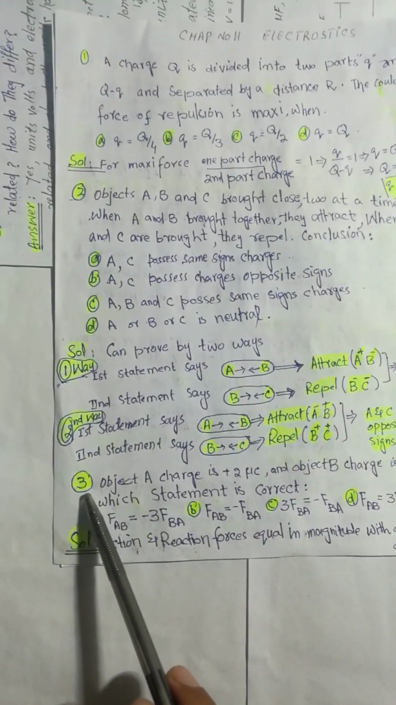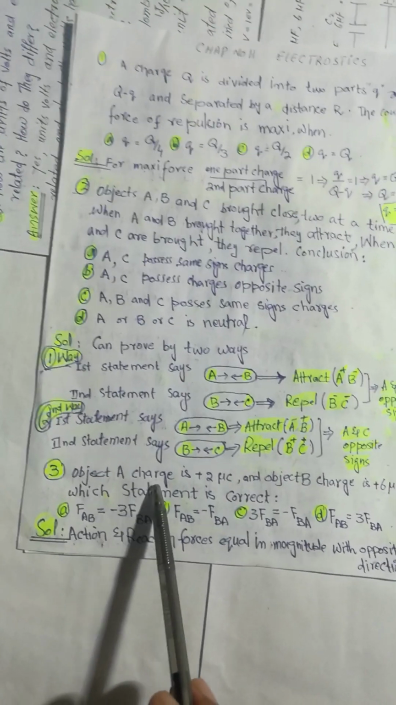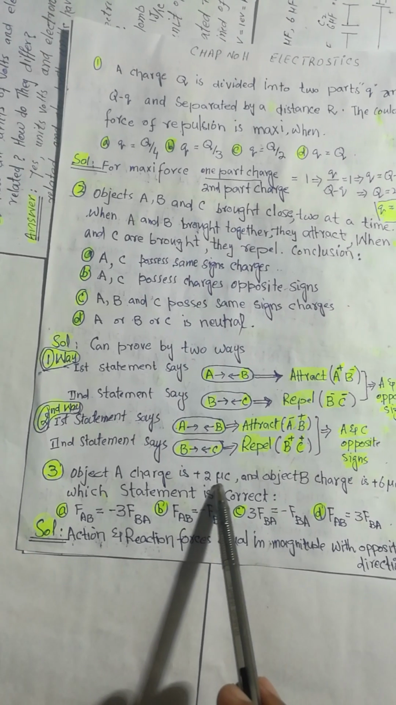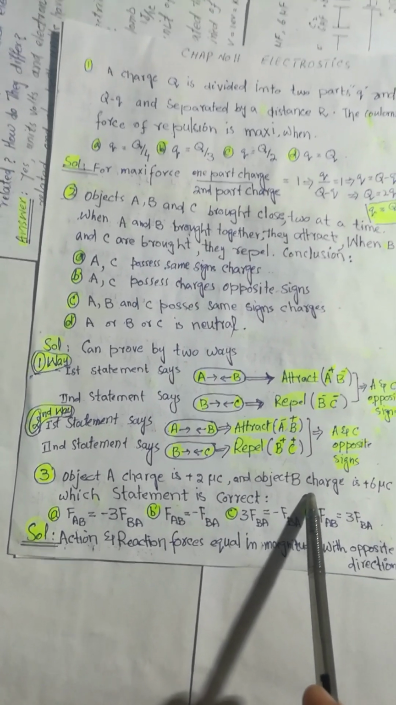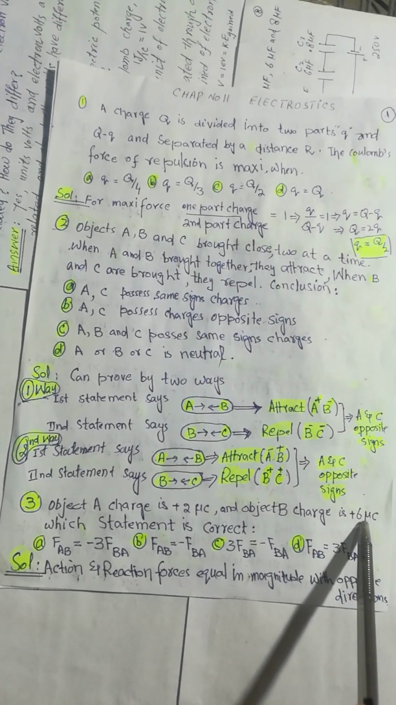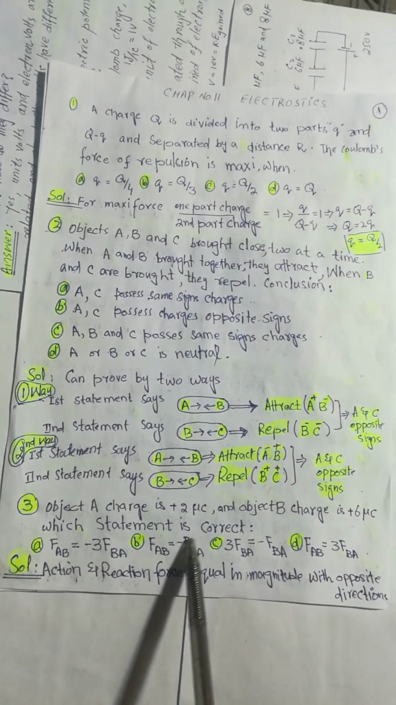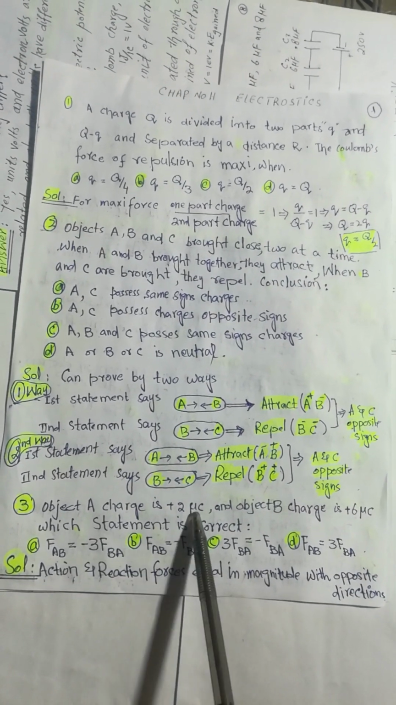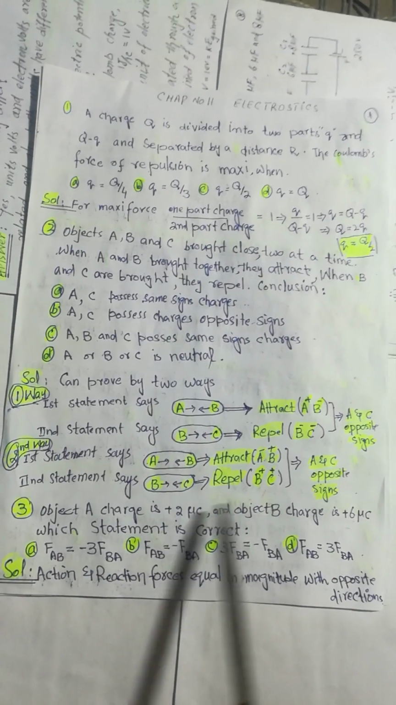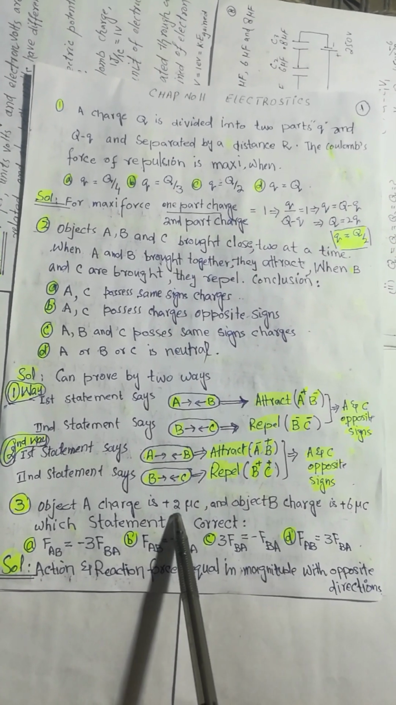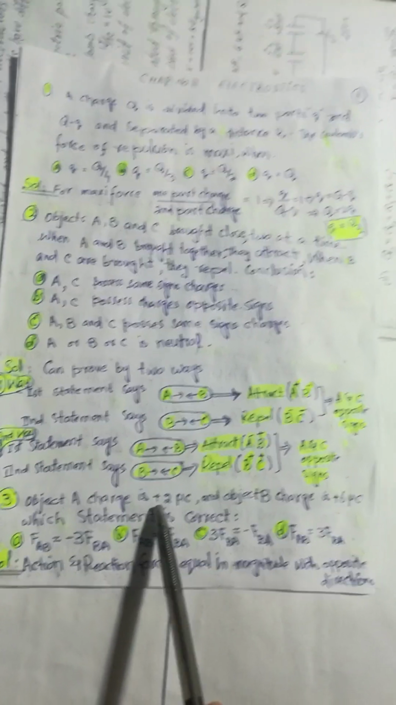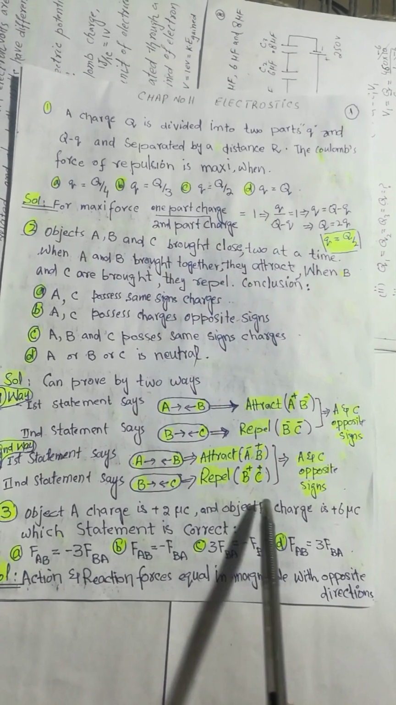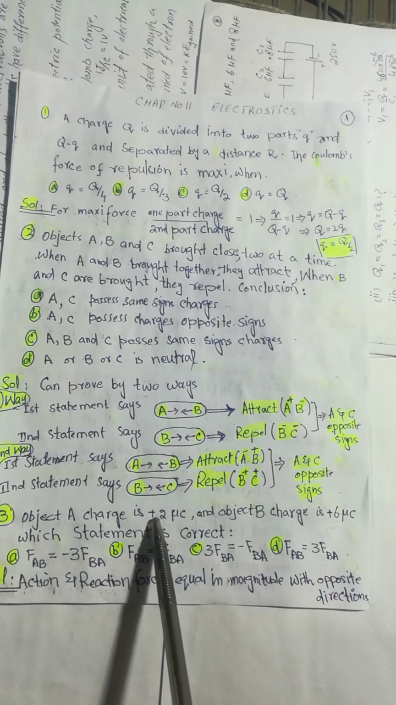Now let us come to question number 3. Object A whose charge is plus 2 microcoulomb, and object B whose charge is plus 6 microcoulomb. Which statement is correct? Here 4 options are given, but see the nature of the question: there are 2 charged objects and they exert forces on each other. So those forces will be action and reaction forces. It means Newton's third law will be obeyed.